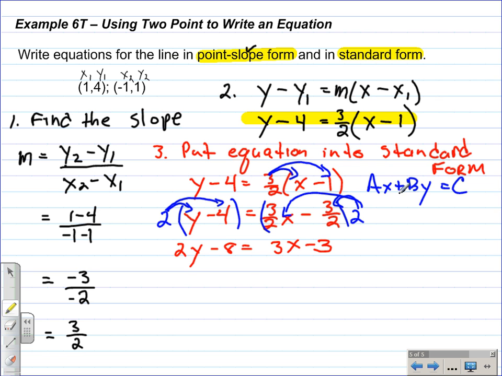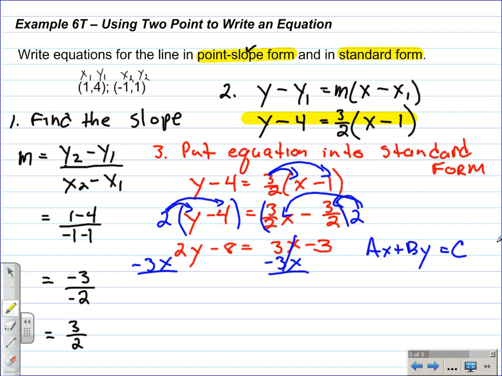So from here, it's a matter of getting the x and the y terms on the left and the constant terms on the right. So I need to get rid of this 3x on the right. I need to move it to the left by subtracting 3x from both sides. The 3x's on the right go away, leaving on the right of the equal sign negative 3. And on the left-hand side, negative 3x plus 2y minus 8.